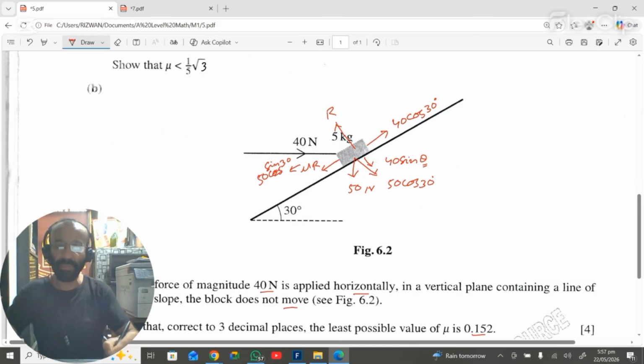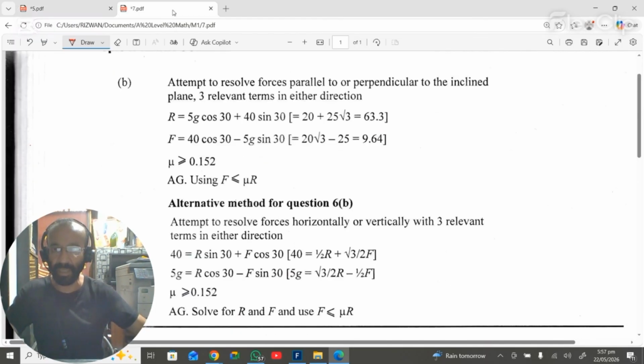Because the system is in equilibrium, definitely R will be equal to 50 cos 30 plus 40 sine 30. So this is one thing. Here you can see R is equal to 50 cos 30 plus 40 sine 30. Solving these on the calculator, this will be the answer.